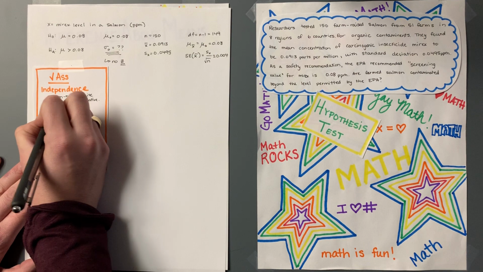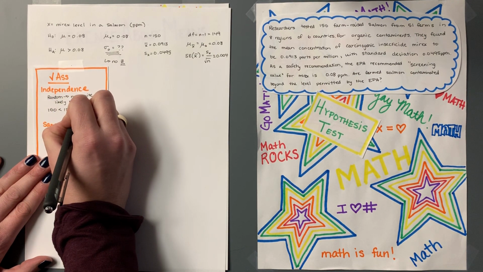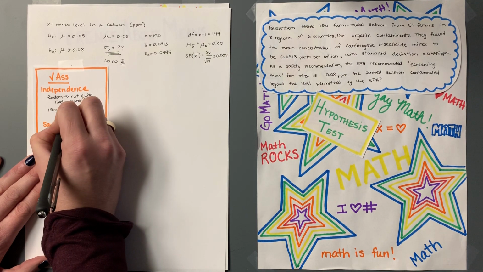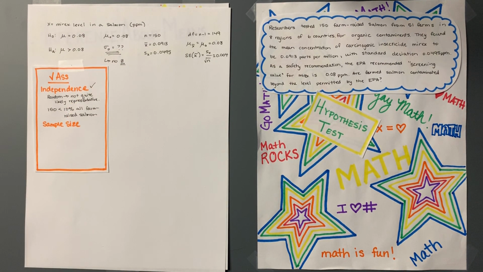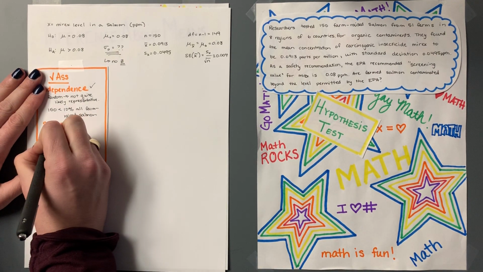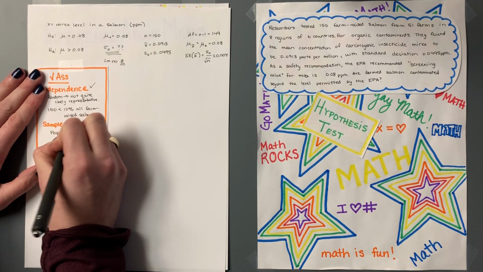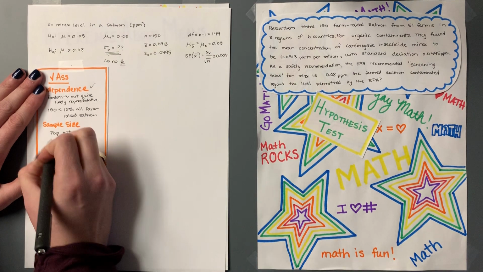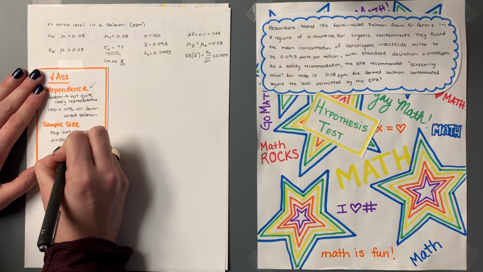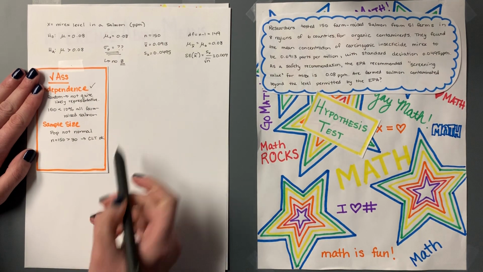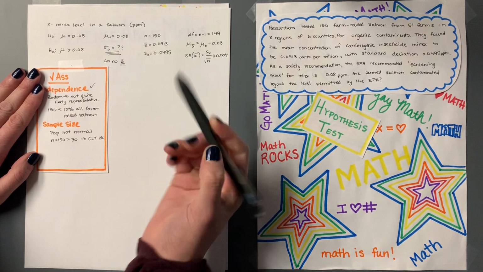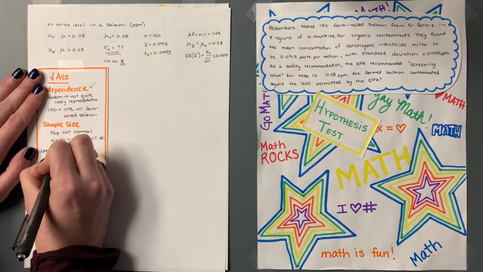My sample size is 150, which is less than 10% of all farm-raised salmon. So we meet the independence criteria. When I'm looking at the sample size condition for the central limit theorem is really where this comes in. My population here, I don't know whether the population is normal. So the population is not known to be normal, but n is 150, which is greater than 30. So the central limit theorem is okay. Because I don't know the population standard deviation, I'm not going to be able to use the Z distribution, but conditions have been met.